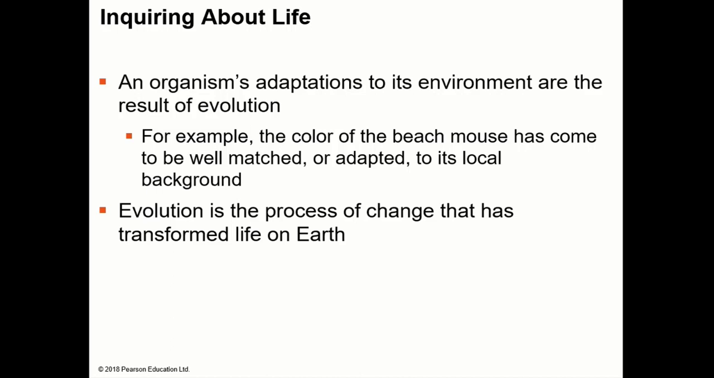Inquiring about life as an organism, adaptations to its environment are the results of evolution, because when we're talking about where life sprouted, we need to talk about evolution. For example, the color of the beach mouse has come to be well matched or adapted to its local background. The concept of evolution is a process. Some studies indicate it's a gradual process of change that transformed life.